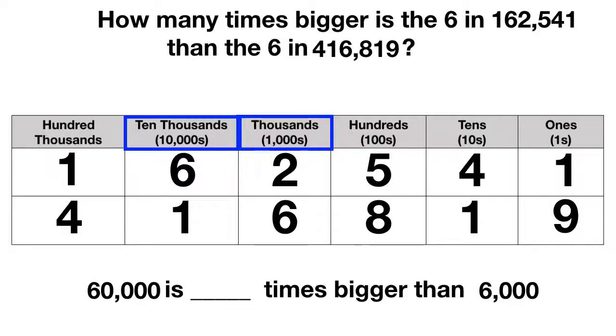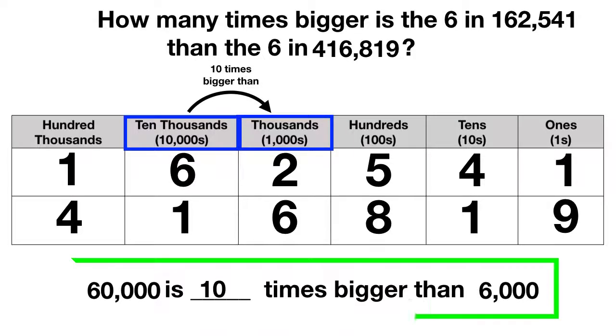Well, we're looking at two place values, the 10,000s and the thousands. Well, what is true about place values next to each other? Remember that each place value is 10 times bigger than the place value to its right. So 60,000 is 10 times bigger than 6,000. Now it's time for you to try on your own.